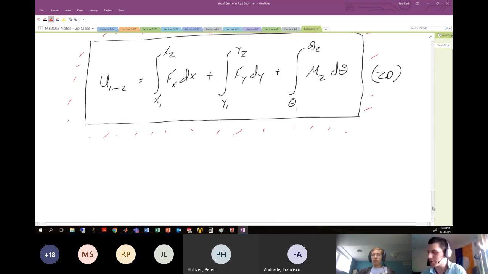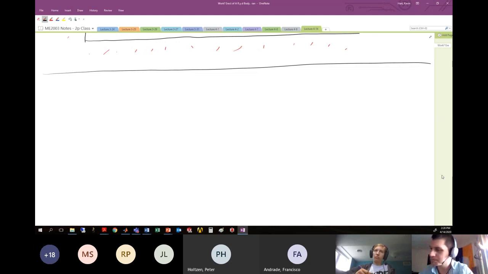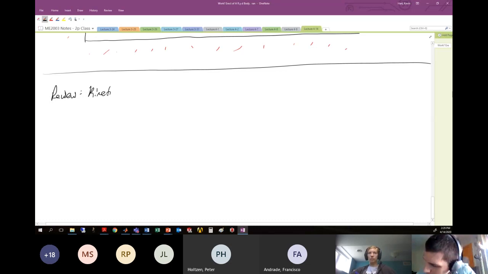All right. So that's work of external forces and moments. Now, the next thing that we need to dive in on is the next term in this equation, which is the kinetic energy of a particle. Now, what is the kinetic energy of a rigid body? The next thing we're going to talk about quickly is the particle, so we'll review. We've talked about our external forces. Now let's talk about our kinetic energy.